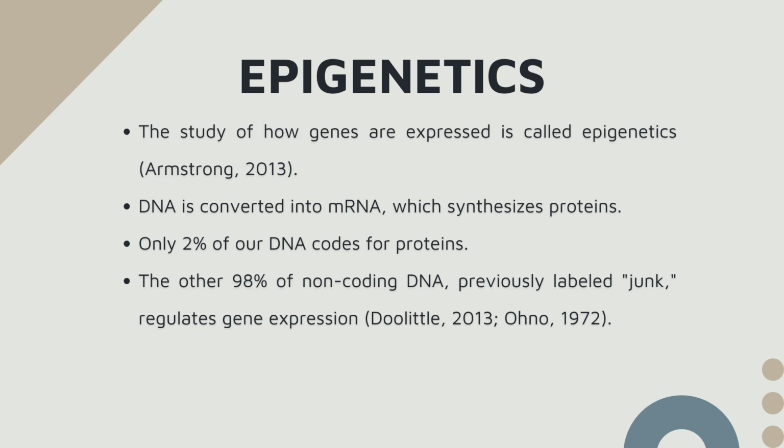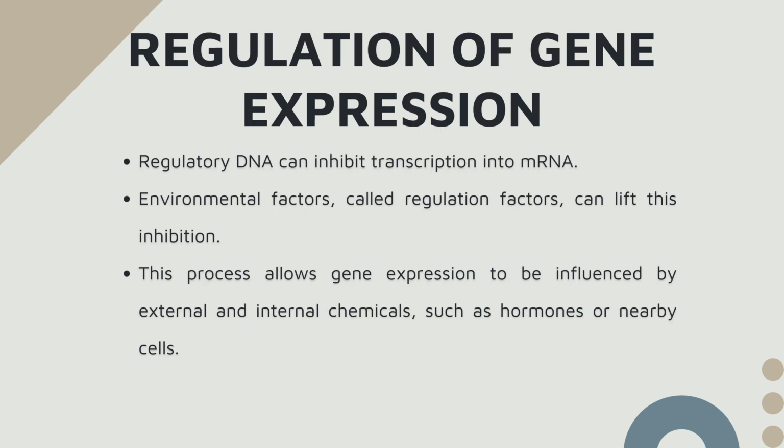At the DNA level, gene expression involves converting DNA into mRNA, which is then used to make proteins. Only about 2% of our DNA codes for protein. For a long time, the purpose of the remaining 98% was unclear, with some scientists labeling it as junk DNA. However, recent research shows that much of this DNA regulates how protein-coding genes are expressed.